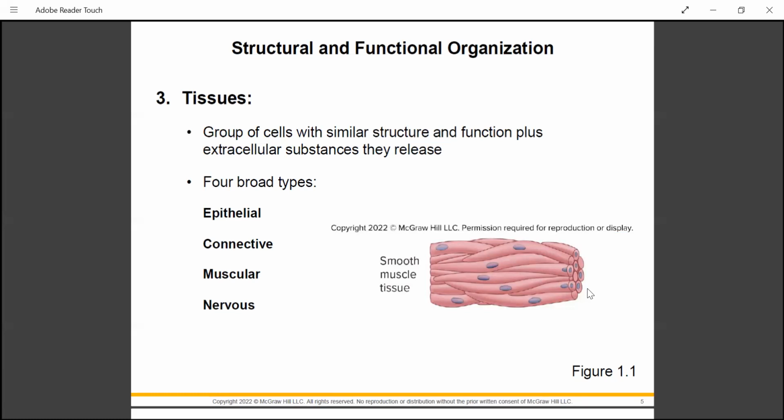Back on track. Tissues are our third level, and it's a group of cells with similar structure and function, and it also includes the extracellular substances they release. There's 4 broad types of tissues. We'll have a whole chapter on tissues where we will dive into the differences in these types, but for now, just know there's 4 broad types: epithelial, connective, muscular, and nervous tissue.